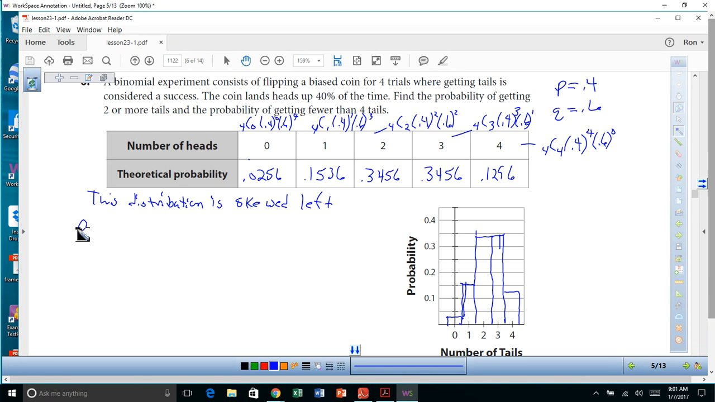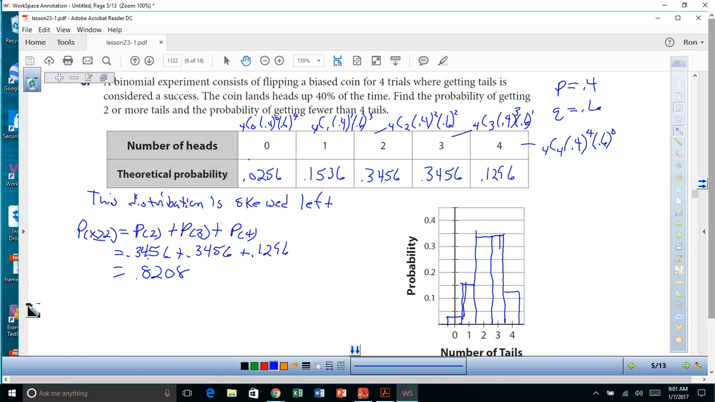So we want to find the probability that x is greater than or equal to 2, which is going to be the probability of 2, plus the probability of 3, plus the probability of 4, which is 0.3456 plus 0.3456 plus 0.1296. I got them right here off the table.